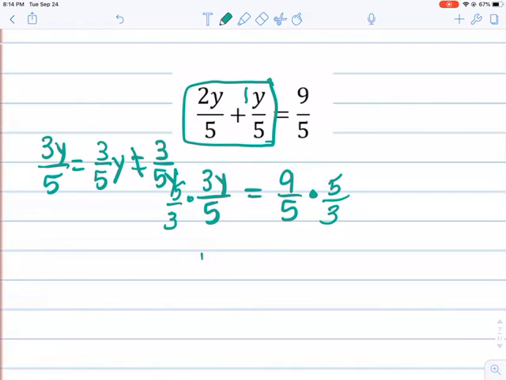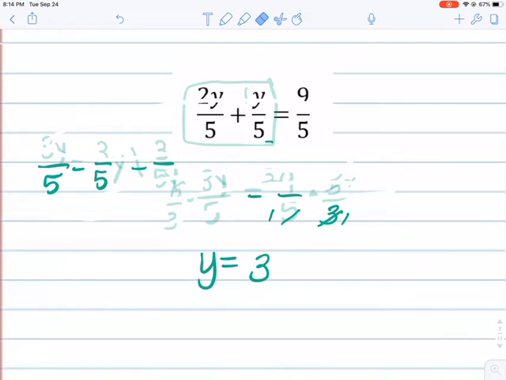So you end up getting y equals 45 over 15. You can also cross simplify here and here. So it's just y equals 3. So that's the first way.